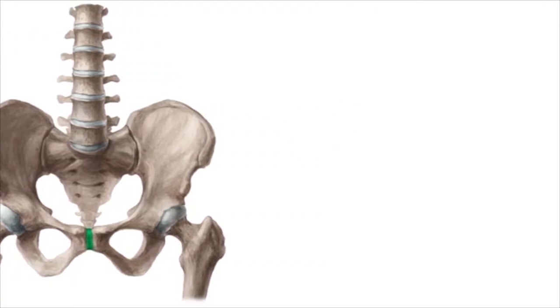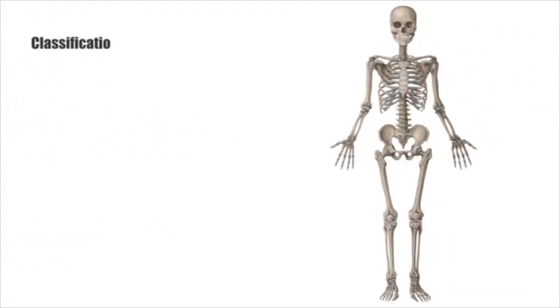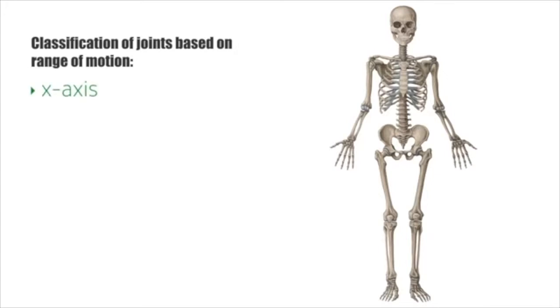Joints and motion. So when classifying a joint based on its range of motion, it's important to first understand the various axes that the movements are occurring along. And in joint movement, there are three main axes: the x-axis for up and down movement, the y-axis for side-to-side movement, and the z-axis, which is for three-dimensional movement.